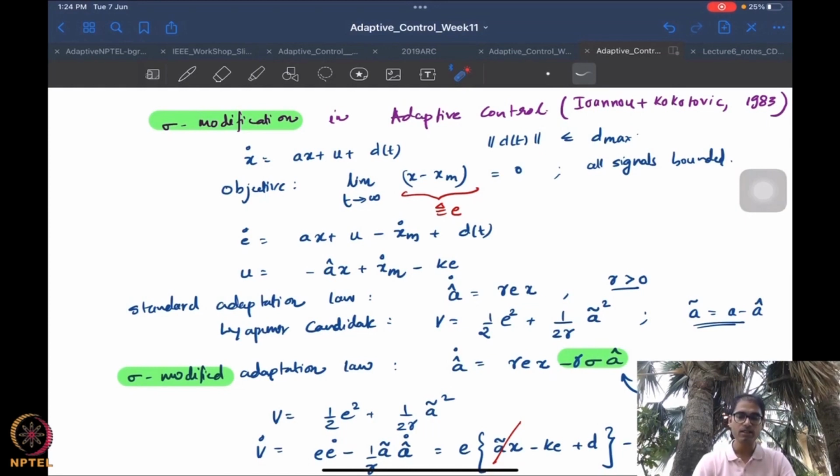This discussion began, of course, when we had the fighter jet crash, right? And results came about in a few years after that. The first seminal result was by Ioannou and Kokotovic in 1983. And this was called sigma modification in adaptive control. So I will classify this as being in the absence of parameter bound.